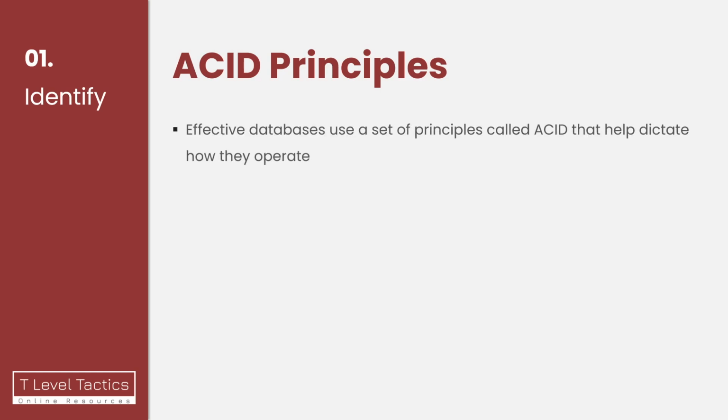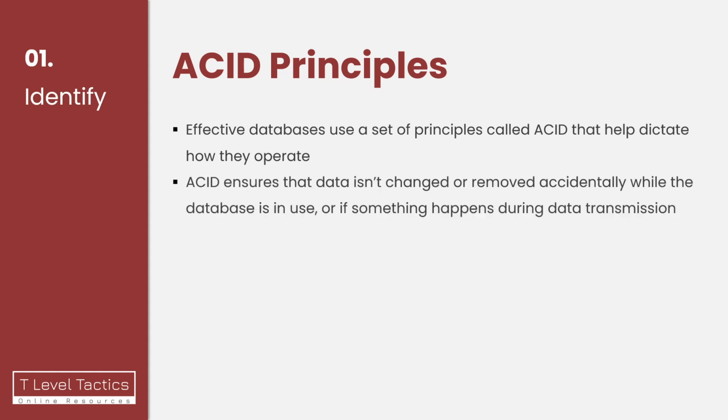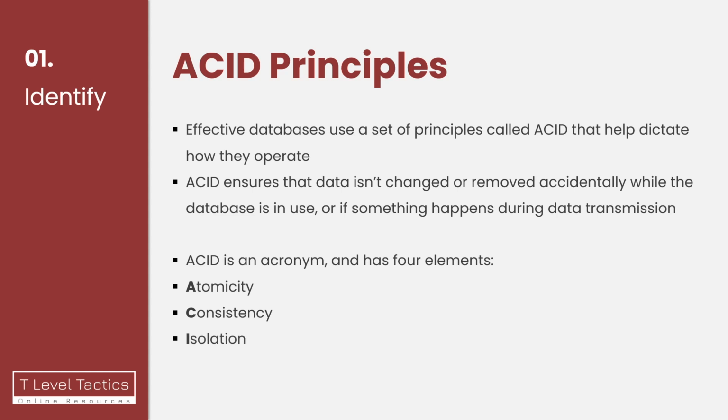Effective databases use a set of principles called ACID that help dictate how they operate. ACID ensures that data isn't changed or removed accidentally while the database is in use, or if something happens during data transmission. ACID is an acronym, and it has 4 elements: atomicity, consistency, isolation, and durability.